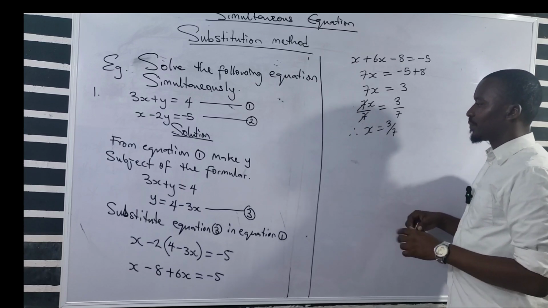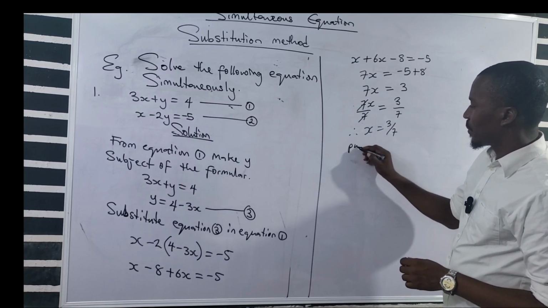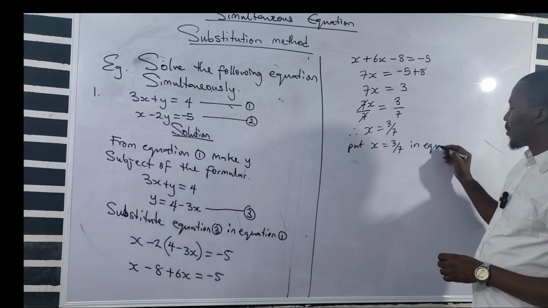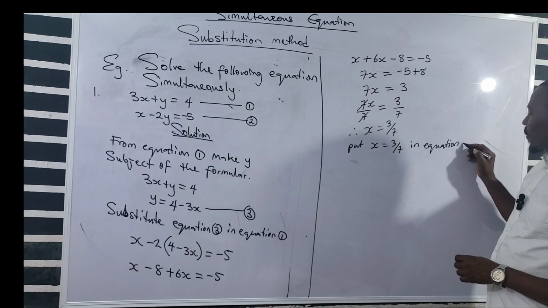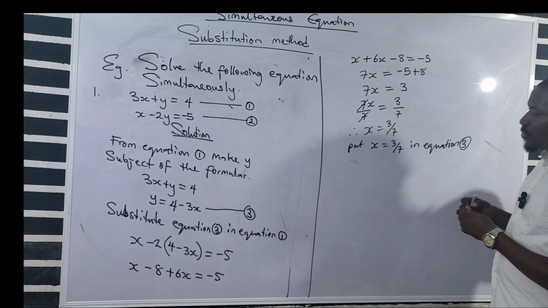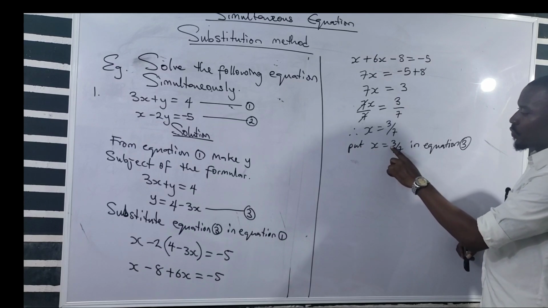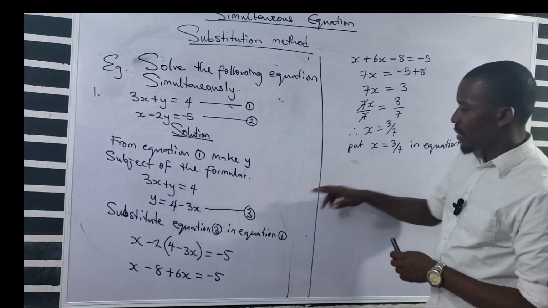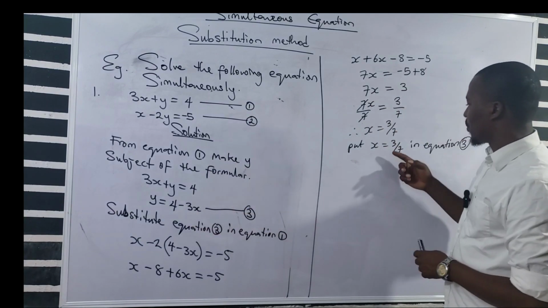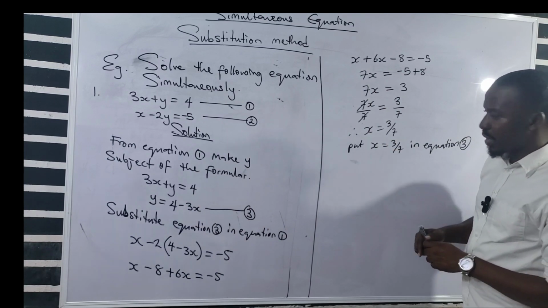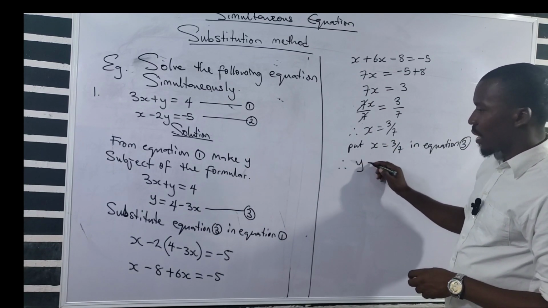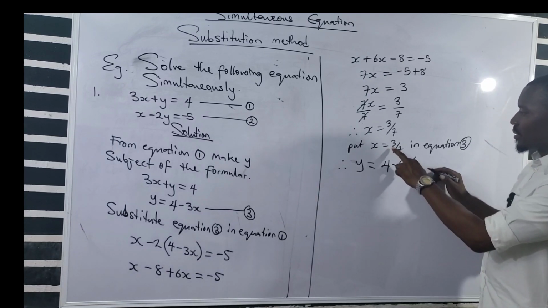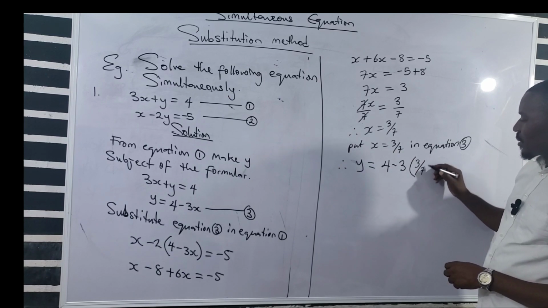So let's do that. Put x equals 3 over 7 in equation 3. So we are going to put the value of x equals 3 over 7 in equation 3. So anywhere I see x in equation 3, I'm going to replace it with 3 over 7. So let's do that. Therefore, y equals 4 minus 3x. So x now will give me 3 over 7.